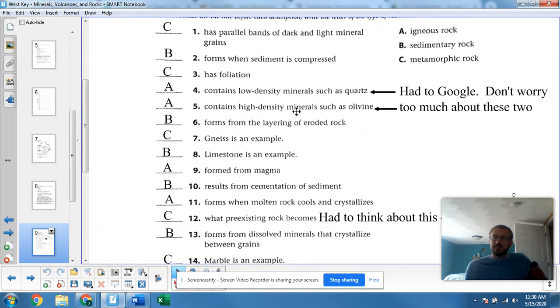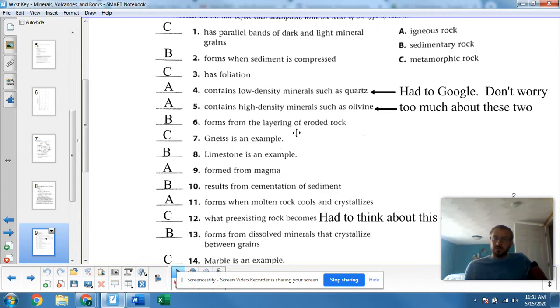Contains these two here. I had to Google when I did this. Technically, it was in my notes that we did this week too, after you did these worksheets. I'm not super concerned about these ones. Low density minerals are the ones that make the igneous rocks felsic and lighter colored. Olivine is the one that tends to make them higher density and darker in color. Those are both technically igneous, but like I said, don't worry too much about those.